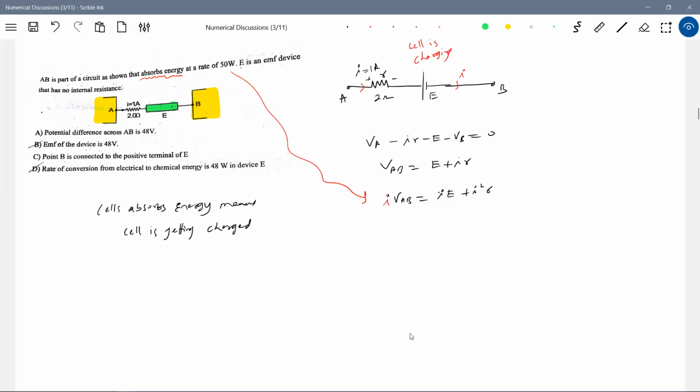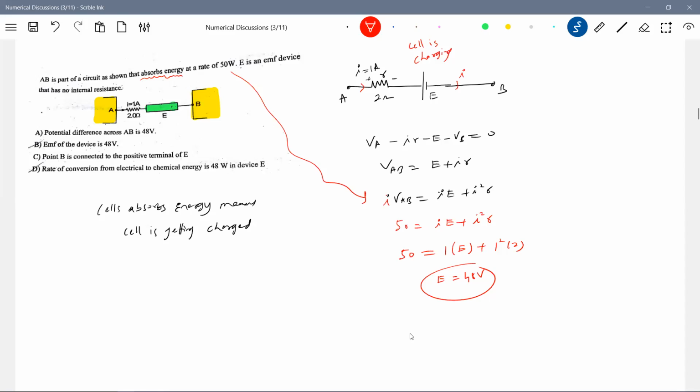Total energy across AB, 50 watt is given. Is all 50 watt taken by the cell? No, because of internal resistance some energy is dissipated. So therefore, this should be the 50: I into E plus I square R. So we have all the values. I is how much? 1. E we don't know. I square is 1. R is how much? 2. So E will become 48 volt.